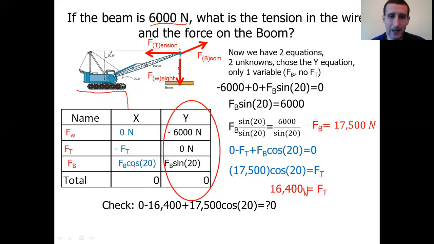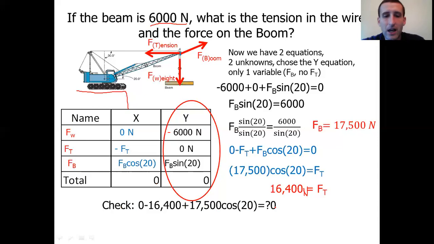So in my case, I chose the x values. Just rewrote this equation, 0 minus the force tension plus the force of the boom times cosine of 20. All of these added together is supposed to equal 0. So I take my two answers and I stick them in and I see if it adds up to 0.